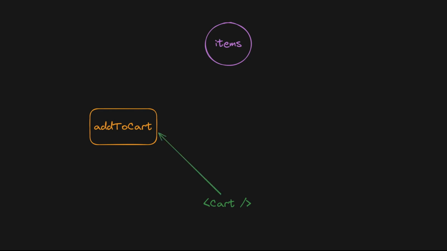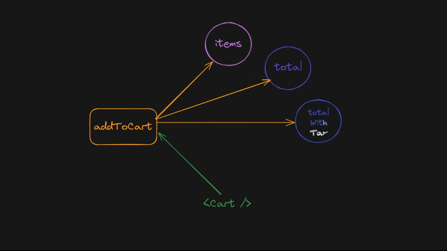And add to cart is going to update the items. It's controlling the item state. And let's say when it does that, it has to also update a total. And let's add a total with tax after that. And of course, the component needs to display those states.